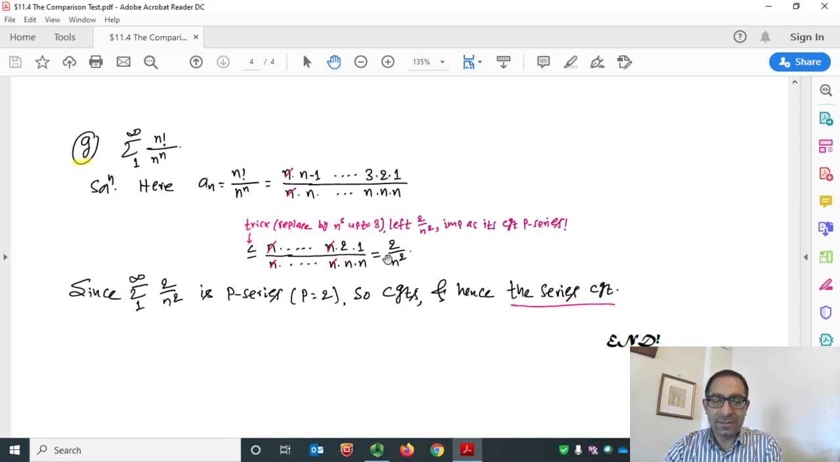And I'm looking for some sort of series to compare. Now I found the p series, which is bigger than this given series. If the p series is convergent, then the given series is also convergent. That's the idea. Since the series of 2 over n square is a p series, where p equals 2, greater than 1, it is convergent, then by comparison test, the given series is convergent.